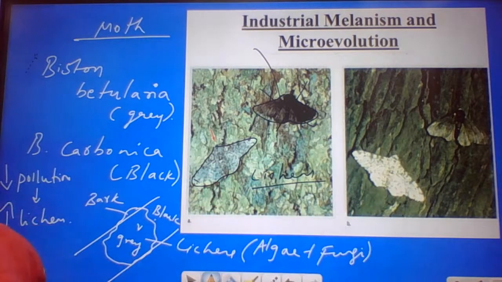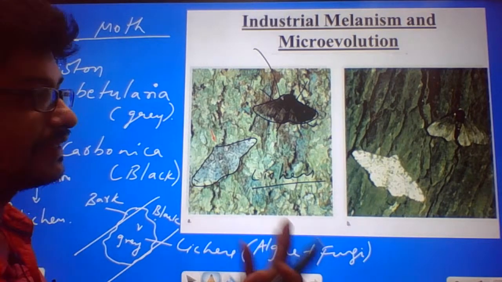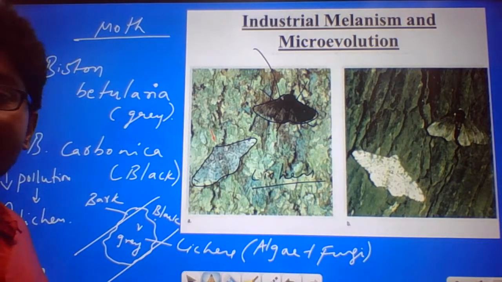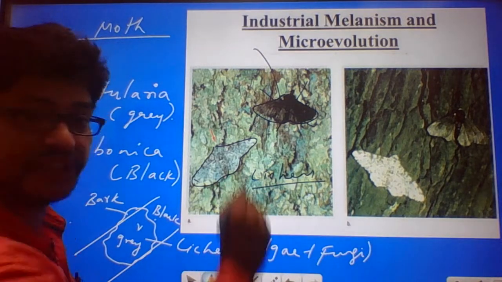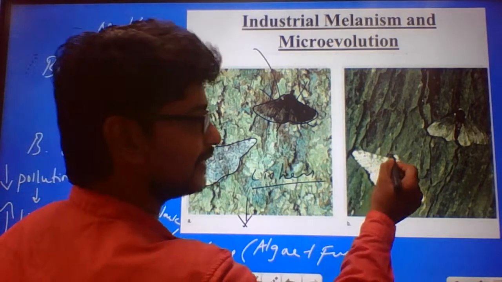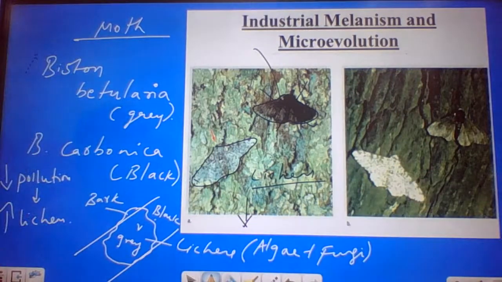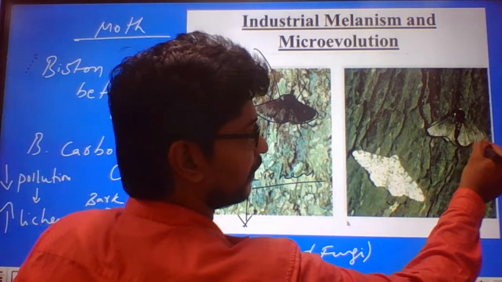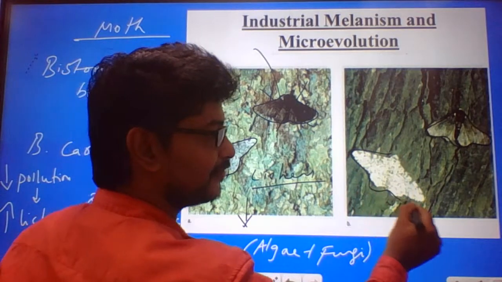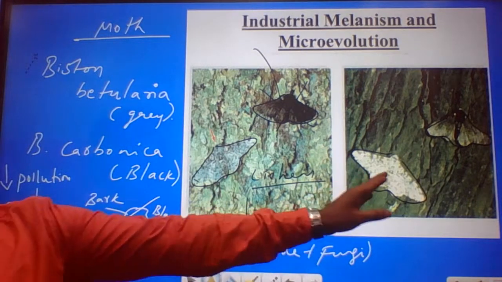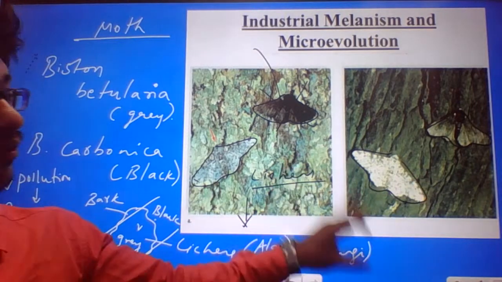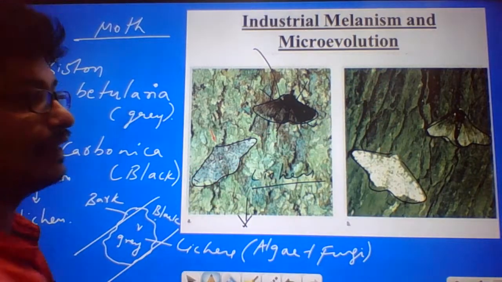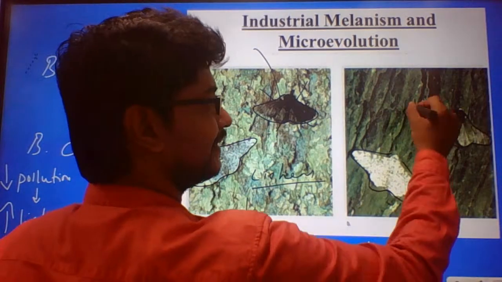But after industrialization, when the pollutants started increasing, what happens? As I already told you, lichens are sensitive to pollutants. Now the amount of lichens started diminishing. At this point of time, the bark of the tree is clearly visible because it is black in color, so the black moth started camouflaging with the bark, whereas the gray moth became visible. It couldn't camouflage. Now which species started reducing? The gray moth species started reducing, whereas the population of the black moth started increasing.